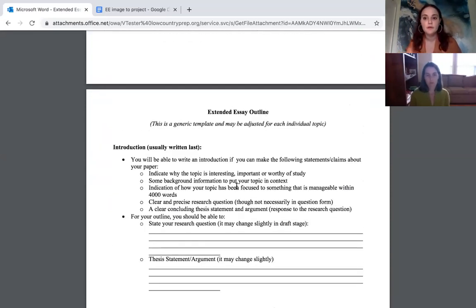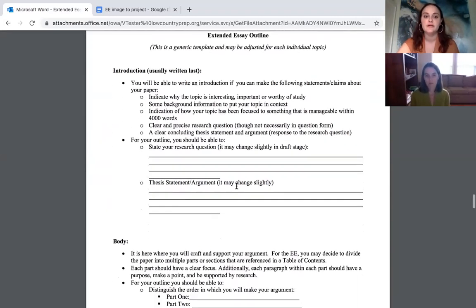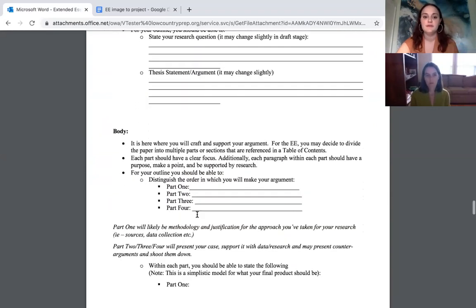I'm not going to go through it right now, because this looks a lot like the outlines we do in English class. It's just a lot more detailed and a lot more involved because, again, we're dealing with 4,000 words. So it walks you through everything.